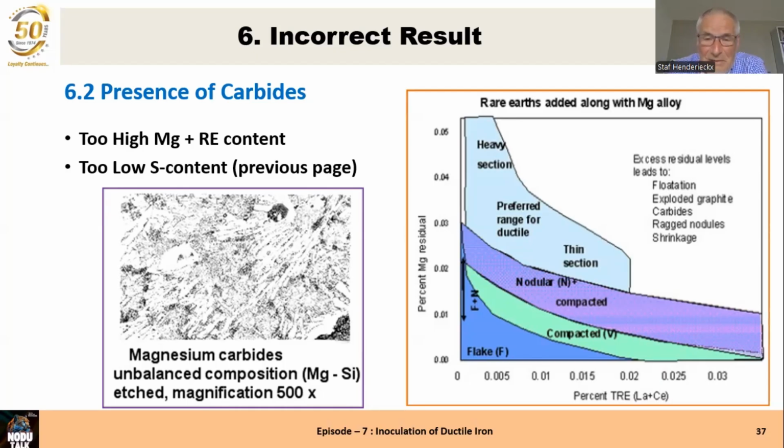If you take at the left side 0.05 magnesium, you can see it there. That's for heavy castings. If you have with that 0.01 rare earth, make the line. You are definitely in the area where you will have flotation, exploded graphite, and all those things. Please make sure that the relation between your magnesium and your final rare earths is correct. This is a graph I have used all the time, since around 2000, and it gives the best result.